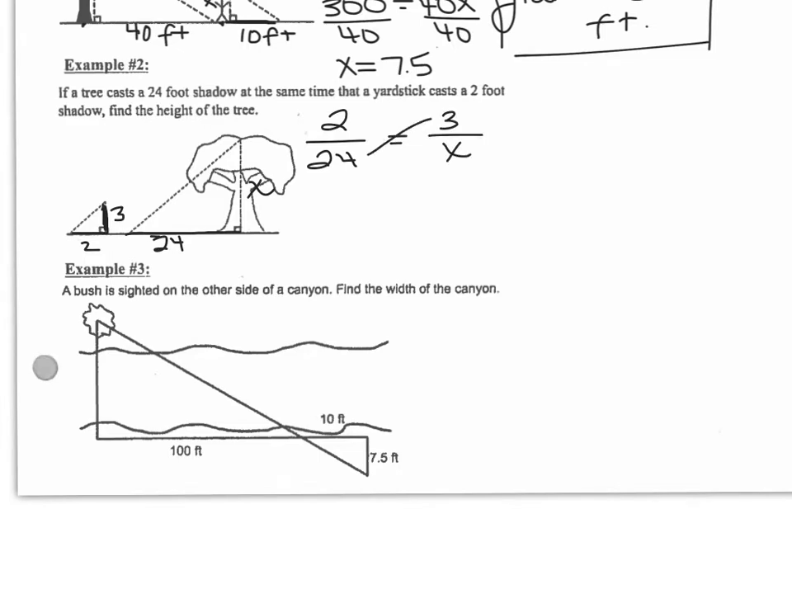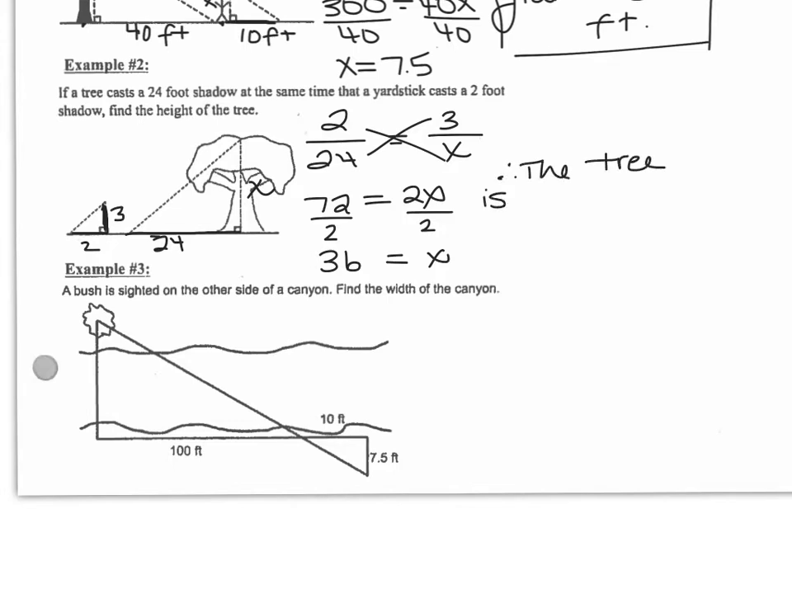I'm now going to cross multiply. 24 times 3 is 72. 2 times X is 2X. I'm now going to divide by 2. So X equals 36. So therefore, the tree is 36 feet tall. Now notice my therefore sentences are not essays.